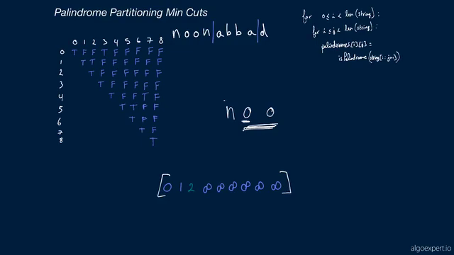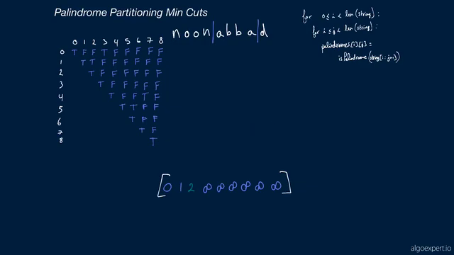So let's look at the minimum number of cuts for this N, and see if the minimum number of cuts for this N plus 1 is going to be less than the current number of cuts that we've stored. And if it is, then we update it. So let's see this in action.